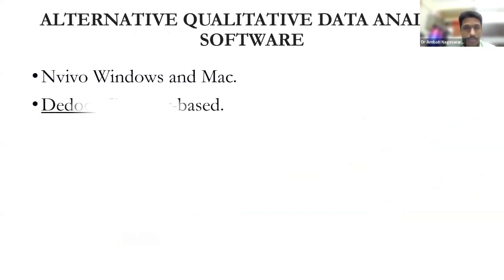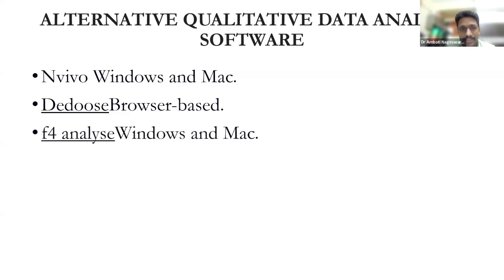Some of you might be thinking, what are the other alternative software we can use in addition to ATLAS.ti? Next one, we have NVivo. We can use it on both Windows version as well as Mac version. Dedoose is a browser-based software. It is also one of the popular, but not as much as NVivo, ATLAS.ti, or MAXQDA.